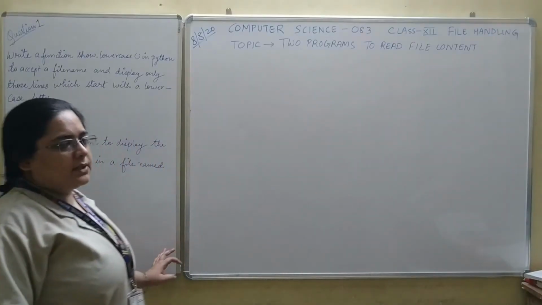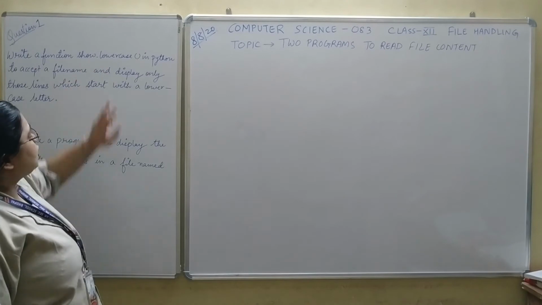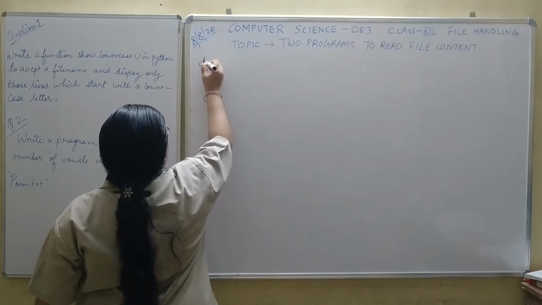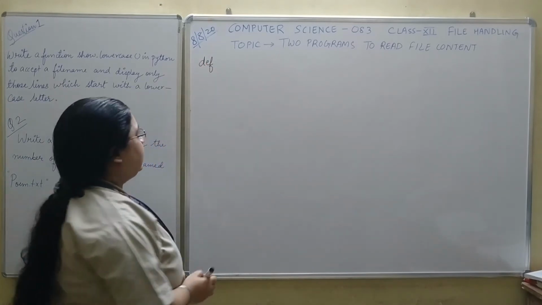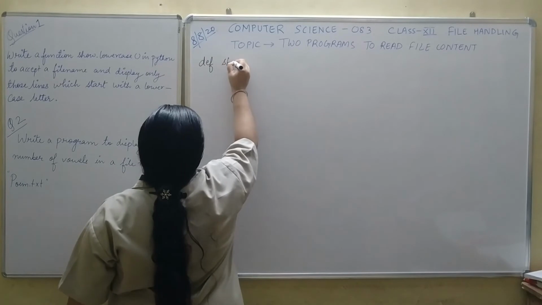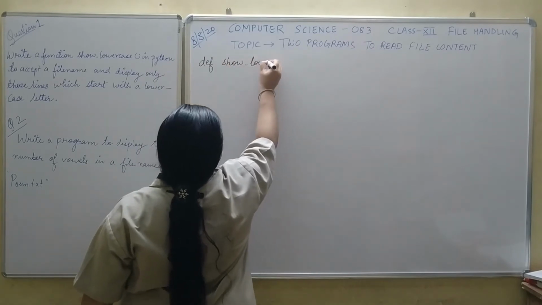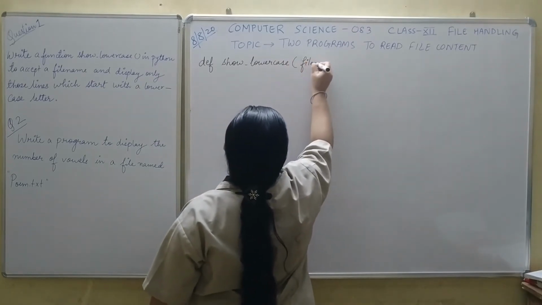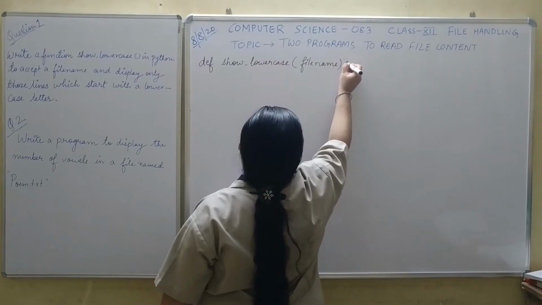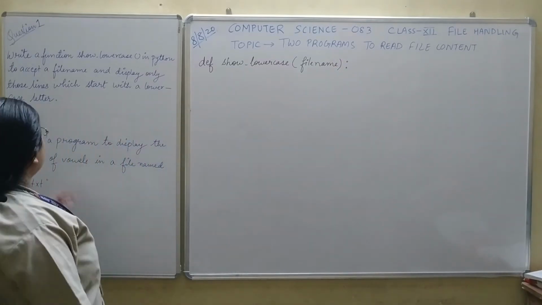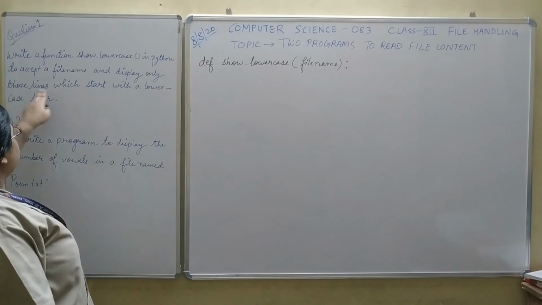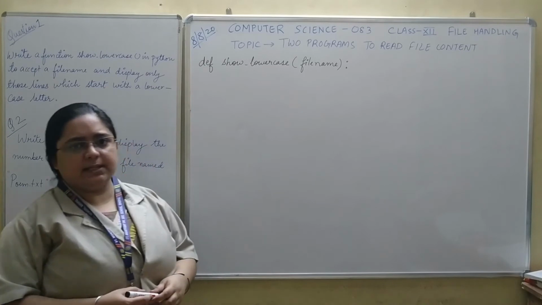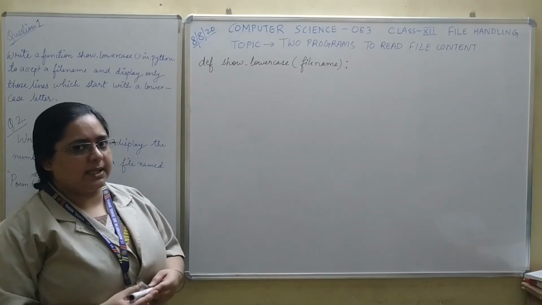Now we are going to see the first question, that is write a function show lowercase. So let us start with the first one. For creating a function we start with the keyword def show lowercase, and it accepts a file name from the user. And what we are going to do is, it is going to display only those lines which start with a lowercase letter. So only those lines have to be displayed which start with a lowercase letter.